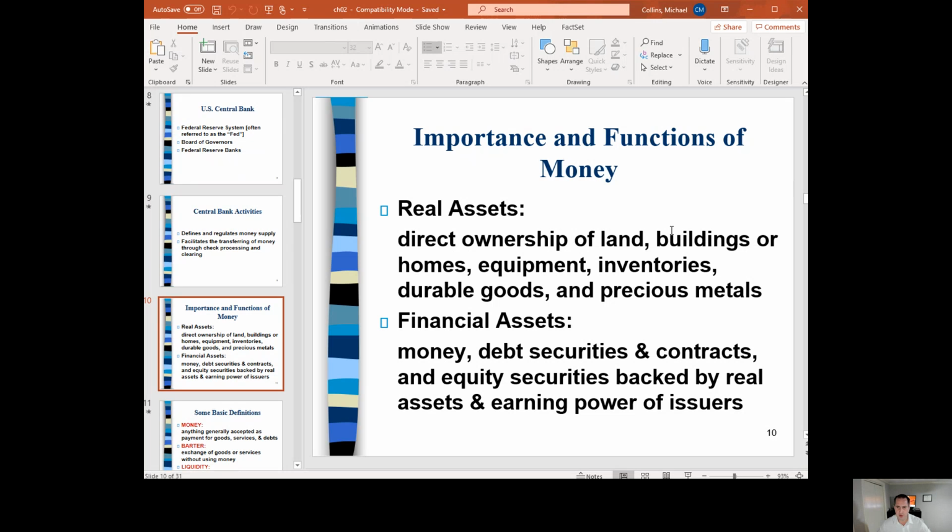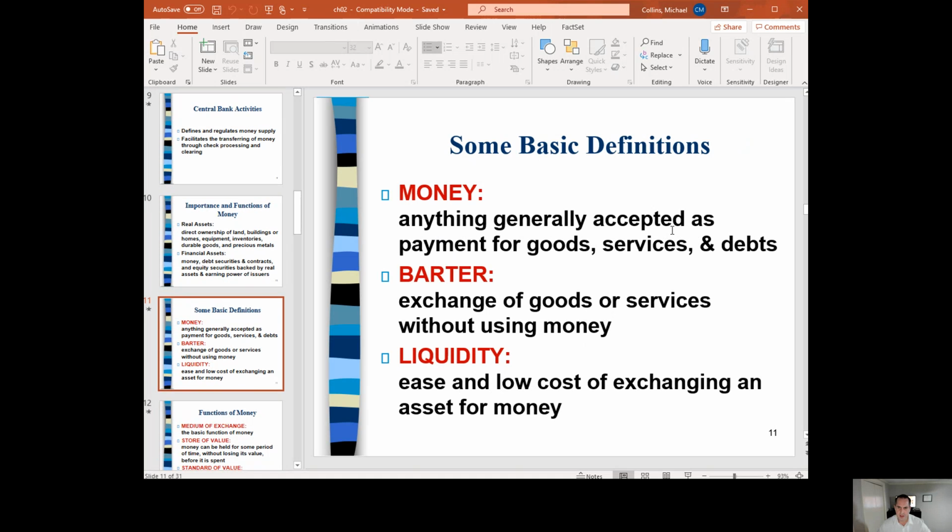Functions of money, real assets. You can own something: land, home, equipment, durable goods, precious metals, and then financial assets: money, debt securities, equity contracts backed by real assets, and then earning power. Some basic functions, money, anything generally accepted as payment for goods and services, not Bitcoin, because who accepts Bitcoin for payment for anything, right? Barter, right? Exchange of goods and services without using money. And then liquidity, ease and cost of exchanging an asset for money.